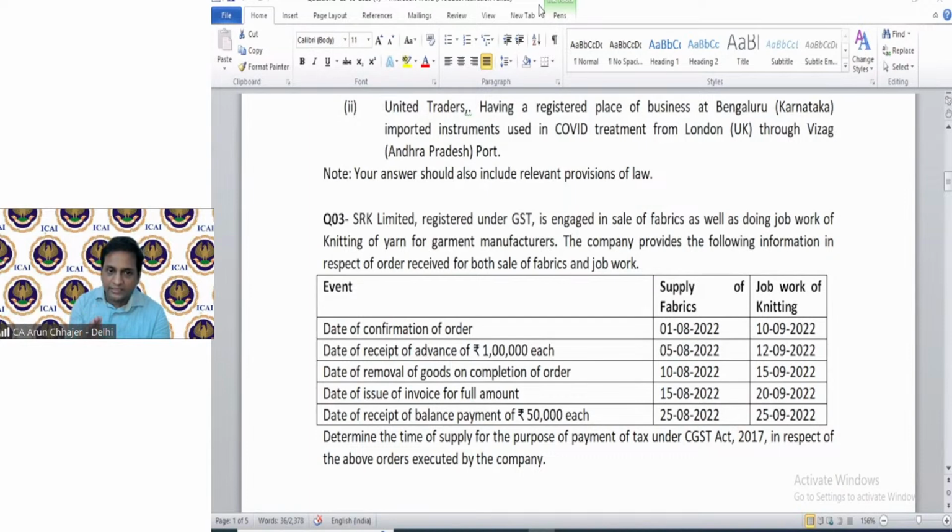Please give me the answer. What would be the place of supply? Oh, sorry, what would be the time of supply? Sorry, what would be the time of supply for the fabrics? And then we'll move to the place of supply for services. I am waiting for your reply.